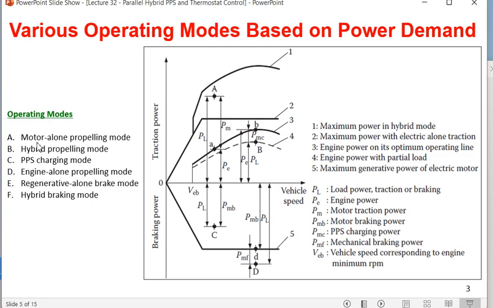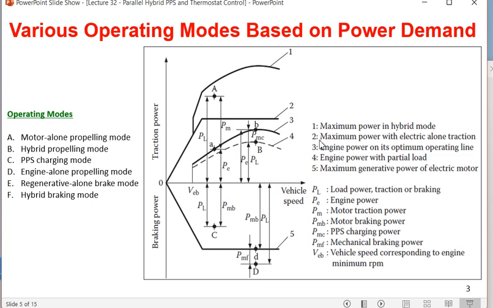These operating modes are also given by capital A, B, C, D, E, F, but these points are actually given by A, B, C, D. So I will say that mode A, B, C, D, E, F and point A, B, C, D. So mode and point, they are not mapped 1:1. I'll give a very small example here. But before going for the modes and points, let us see what the variable parameters are.